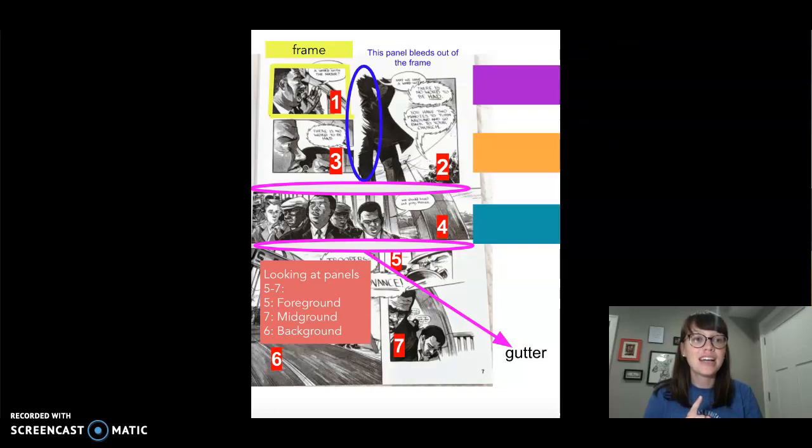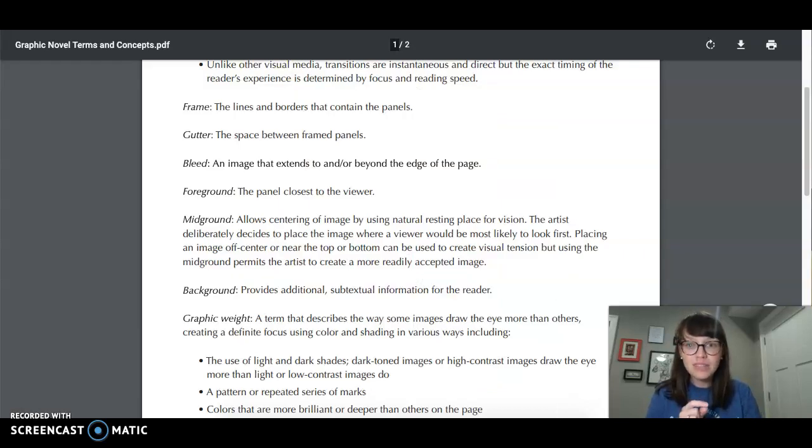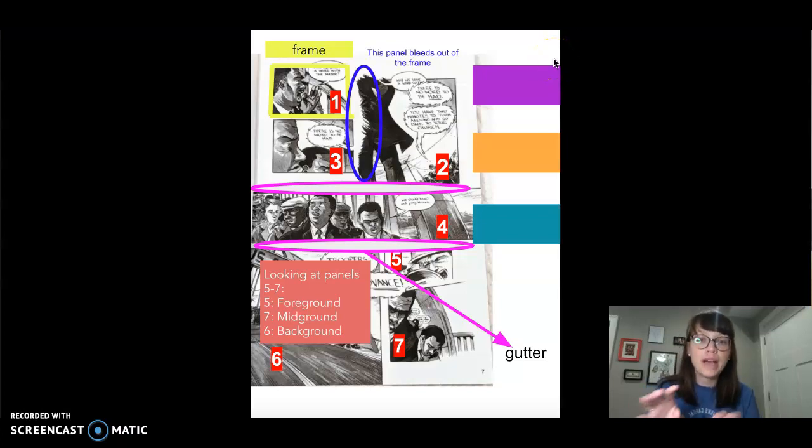Now, if you look at the actual terms and concept sheet, it does say the panels. So that's what 5, 6, and 7 are doing. However, let's take a look at panel 4. You can see that there are some people closer to us. You can see there are people really far away, and there are people who kind of fill the middle space.